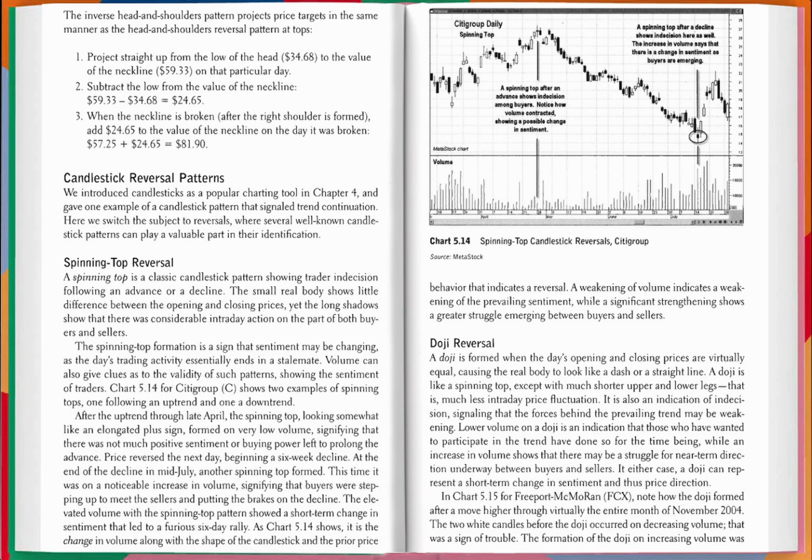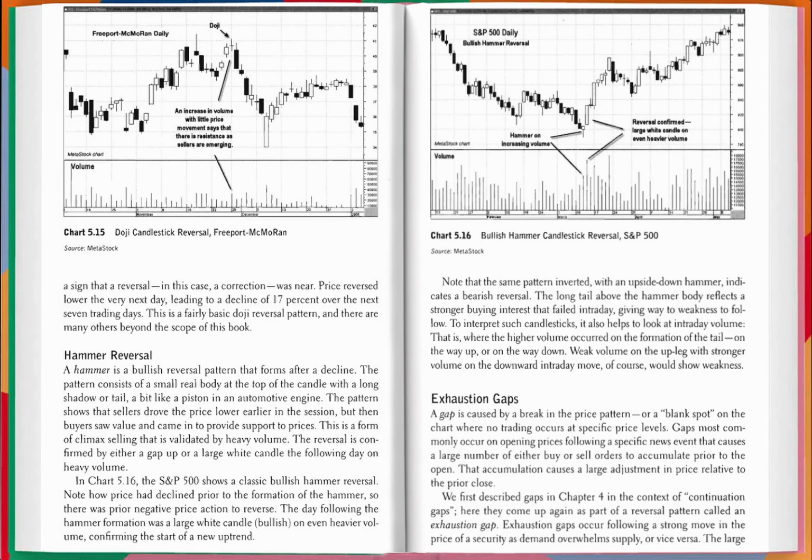In Chart 5.15 for Freeport-McMoRan (FCX), note how the doji formed after a move higher through virtually the entire month of November 2004. The two white candles before the doji occurred on decreasing volume. That was a sign of trouble. The formation of the doji on increasing volume was a sign that a reversal, in this case a correction, was near. Price reversed lower the very next day, leading to a decline of 17% over the next 7 trading days.